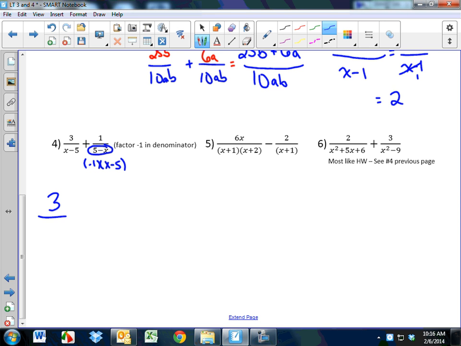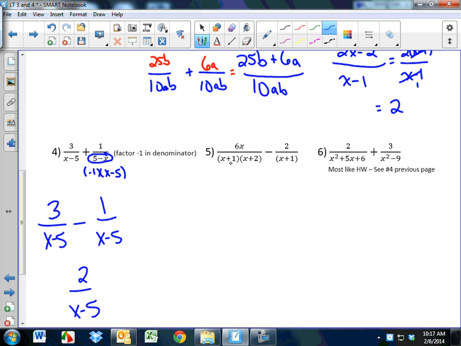So we have 3 over x minus 5. The negative 1 goes in front of the fraction, turns it into subtraction, and it says 1 over that x minus 5. So the addition problem turned into subtraction, and we have common denominators. So 3 minus 1 turns into 2 over the common denominator x minus 5. And then the last two.